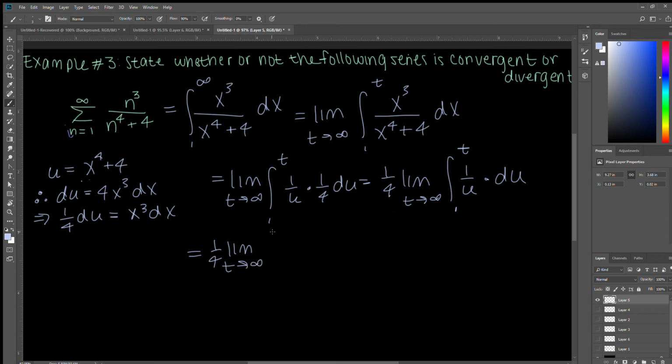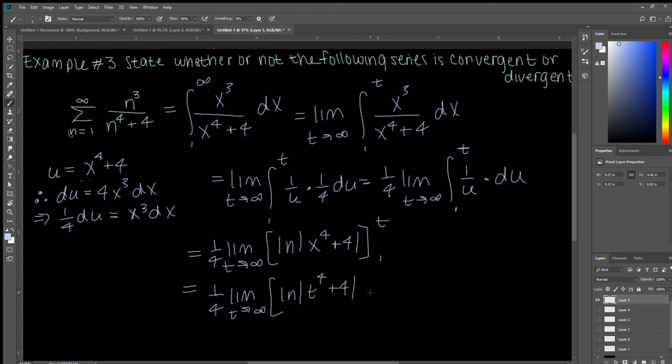Now, solving for this integral, we're going to have 1/4 the limit as t approaches infinity, that does not change, of the natural log, and plugging back our u, natural log of x to the 4th plus 4 from 1 to t. And now we just finish evaluating this to get whether or not this integral is convergent or divergent. So that's going to give us 1/4 limit as t approaches infinity of ln of t to the 4th plus 4 minus ln of 1 to the 4th plus 4.